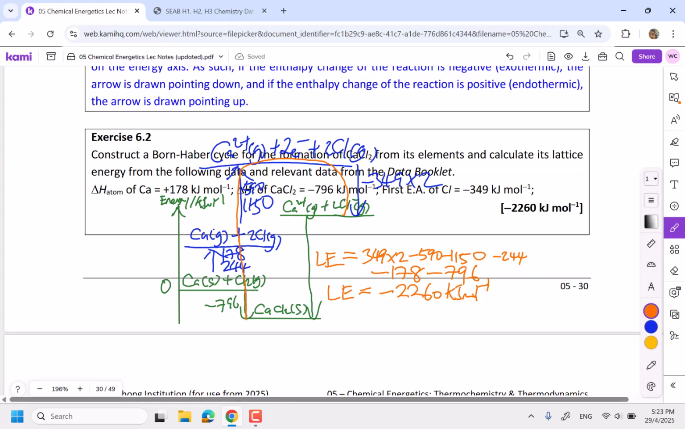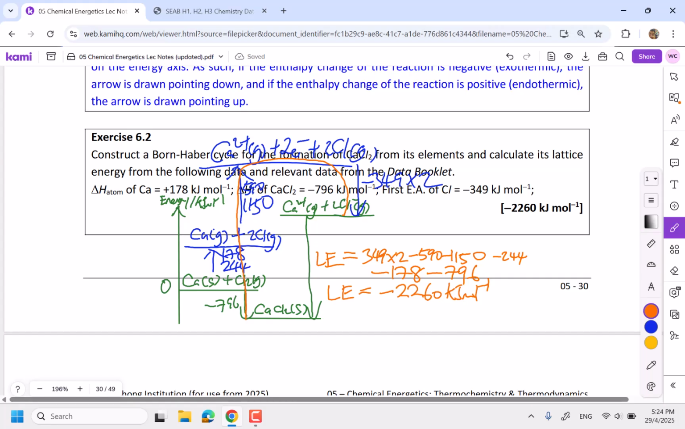First I will do it in green. Normally I'll look out for 2 important pieces of information: lattice energy as well as enthalpy change of formation. I'll start from the reference point, the 0 point where the elements are. In this case it's calcium and chlorine. Then I will define enthalpy change of formation as well as lattice energy, and then incorporate the relevant ions: gaseous calcium 2+ and chloride.